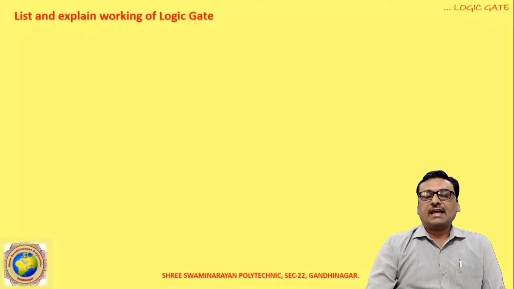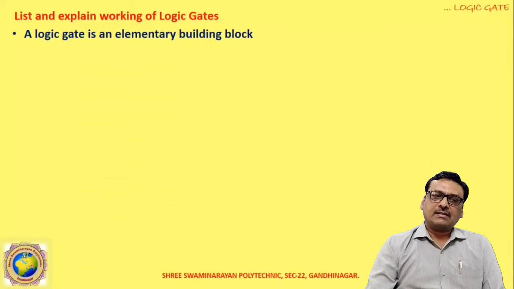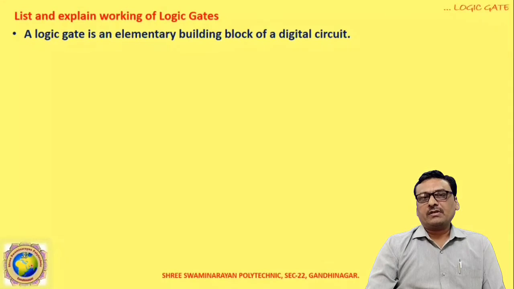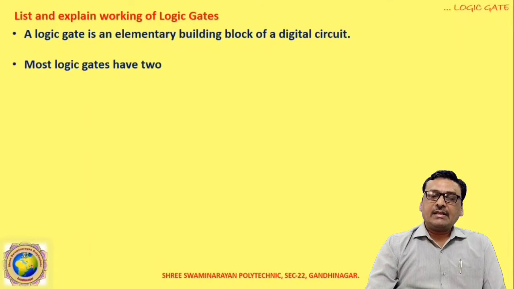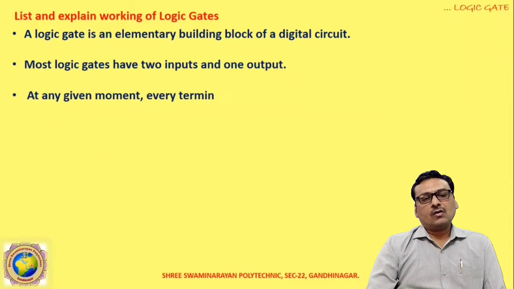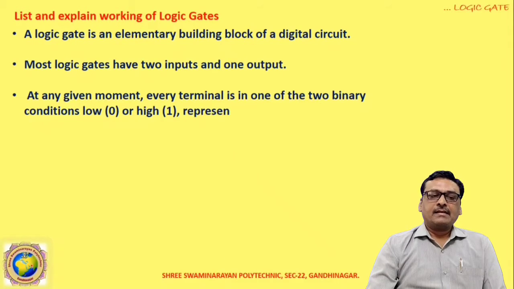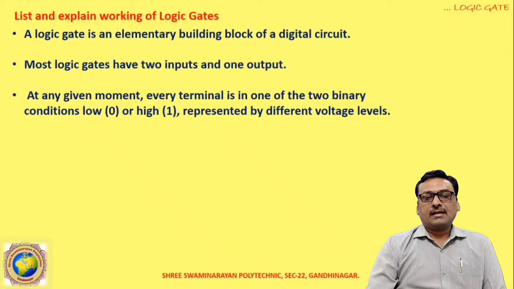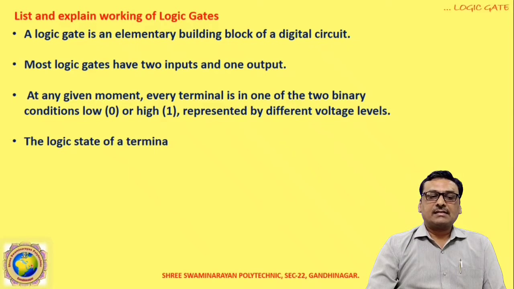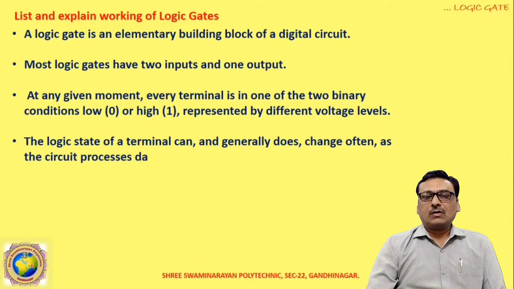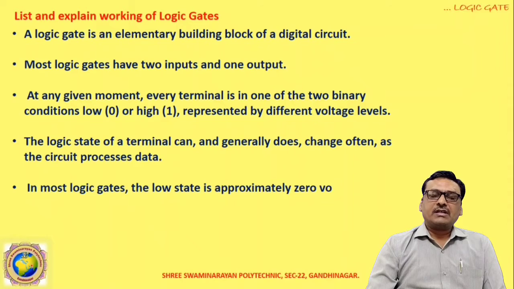A logic gate is an elementary building block of a digital circuit. Most logic gates have two inputs and one output. At any given moment, every terminal is in one of two binary conditions, low or high, meaning 0 or 1, represented by different voltage levels. The logic state of a terminal can, and generally does, change often as the circuit processes data. In most logic gates, the low state is approximately 0 volts, meaning logic 0, and 5 volts means logic 1.